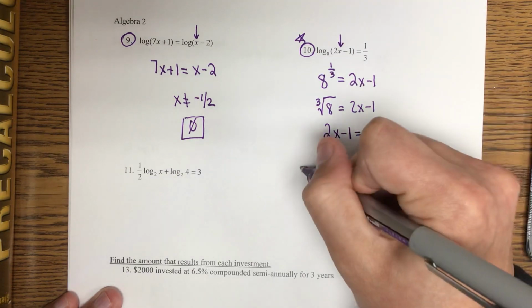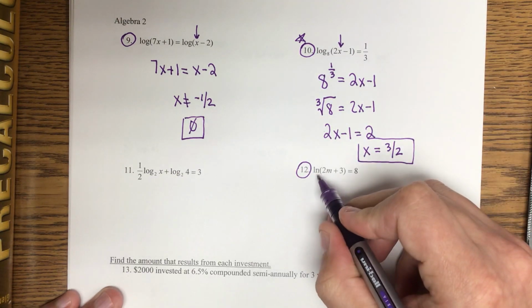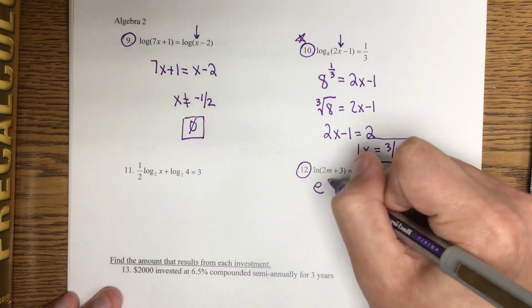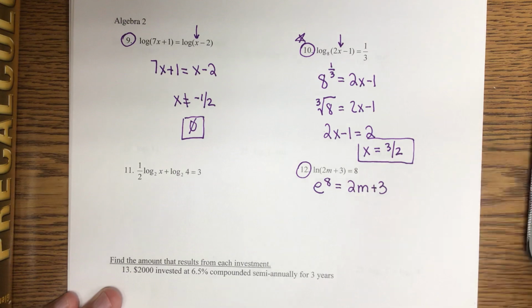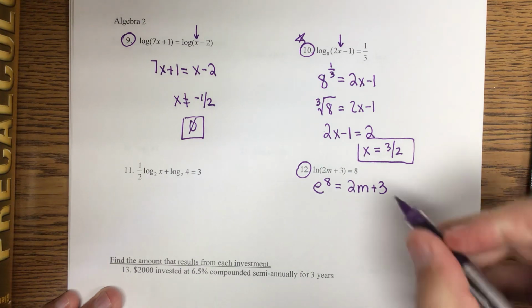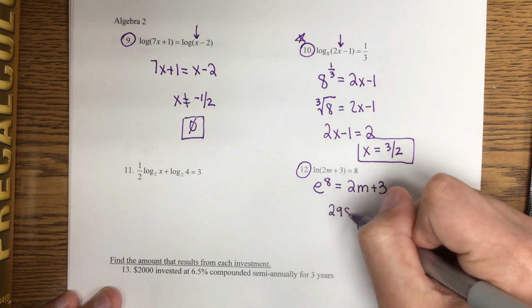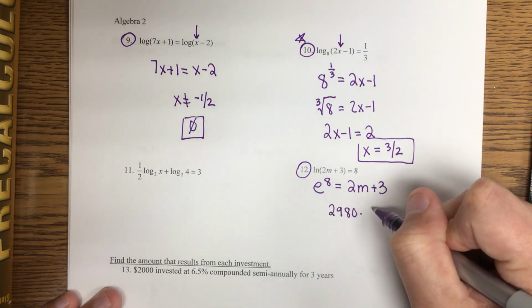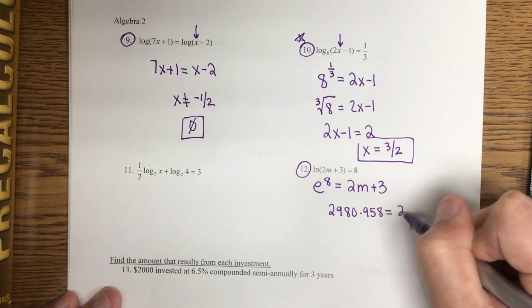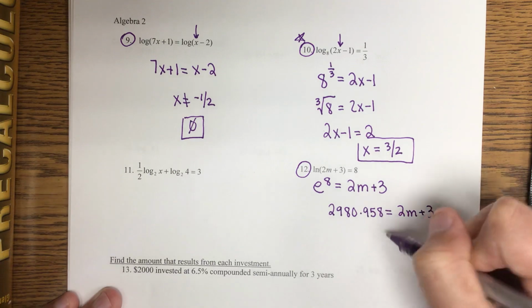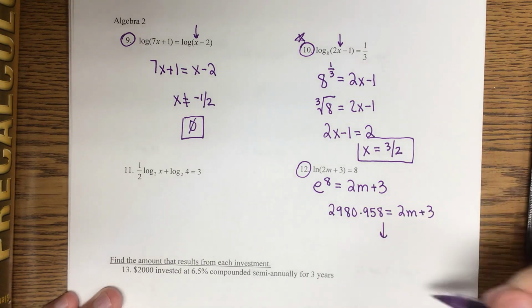So number 12 would follow suit, but notice here it's the natural log, so your base would be e. And then you'll type in e to the 8th into your calculator. It's going to be a decimal. It's going to be a pretty large decimal. It is 2980.958. And then you set that equal to 2m plus 3, and then you just subtract 3, divide by 2. I'll let you finish that one there.